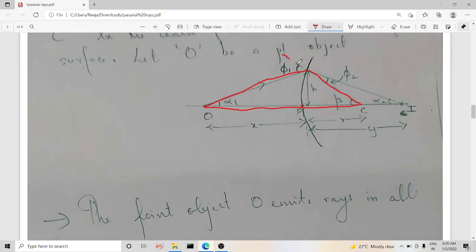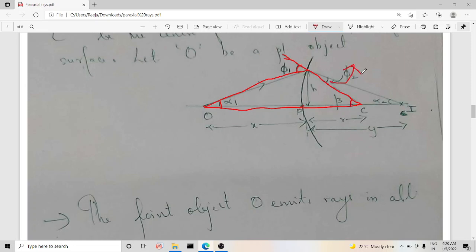Now this phi 1 is the exterior angle of that triangle. So that exterior angle is equal to the sum of the interior opposite angles. So phi 1 is equal to alpha 1 plus beta. Phi 1, the exterior angle, is equal to the sum of the interior opposite angles, alpha 1 plus beta.